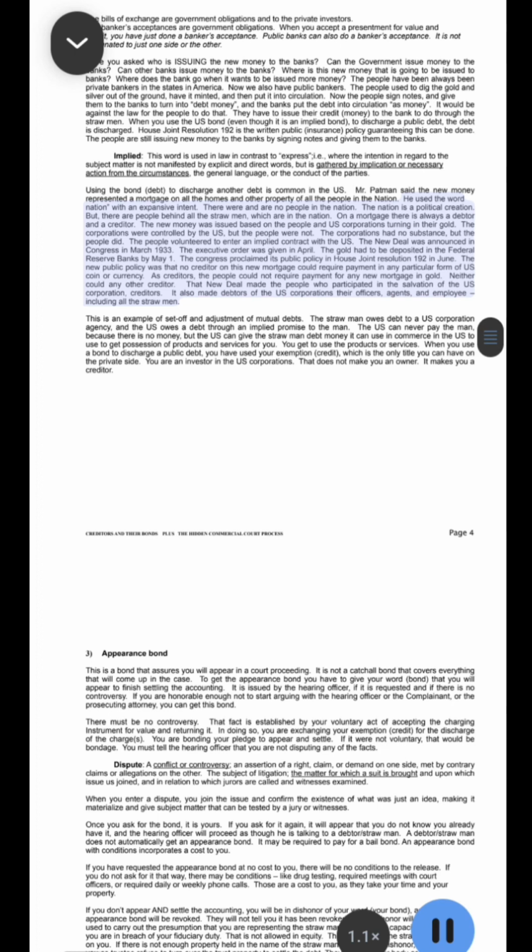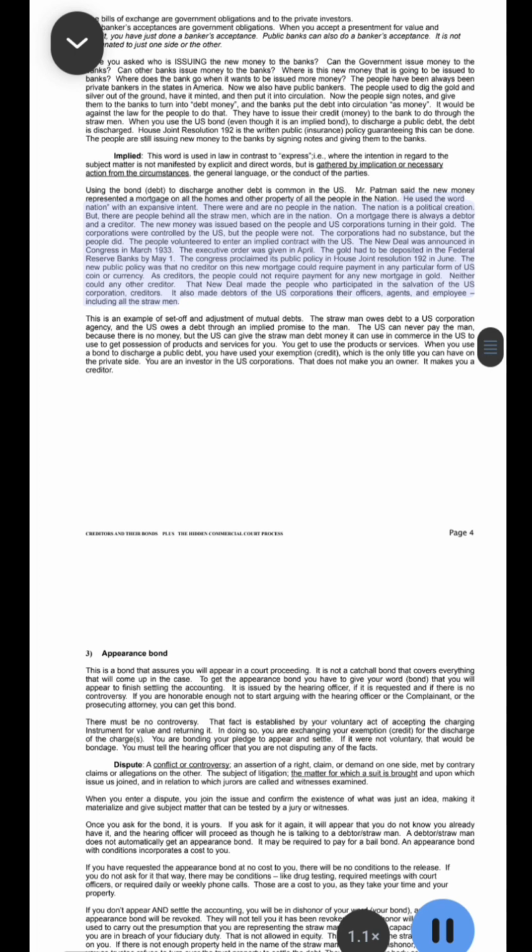The New Deal was announced in Congress in March 1933. The executive order was given in April. The gold had to be deposited in the Federal Reserve banks by May 1. The Congress proclaimed its public policy in House Joint Resolution 192 in June. The new public policy was that no creditor on this new mortgage could require payment in any particular form of U.S. coin or currency. As creditors, the people could not require payment for any new mortgage in gold. Neither could any other creditor.